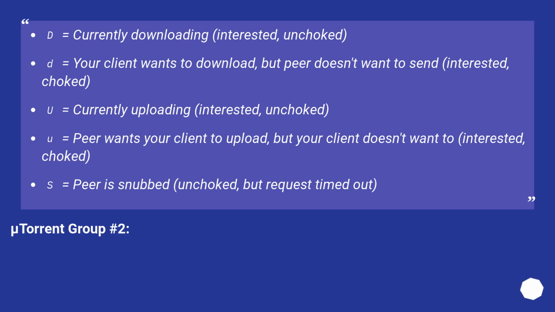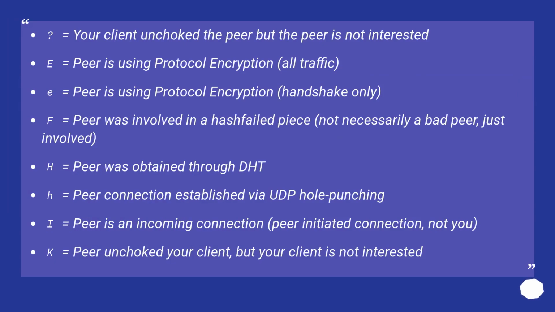uTorrent group number 2. ? equals your client unchoked the peer but the peer is not interested. E equals peer is using protocol encryption, all traffic. e equals peer is using protocol encryption, handshake only. F equals peer was involved in a hash failed piece, not necessarily a bad peer, just involved. H equals peer was obtained through DHT.